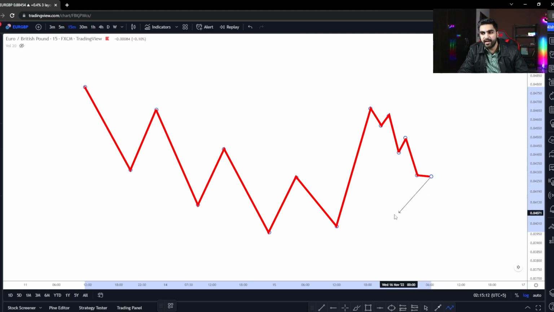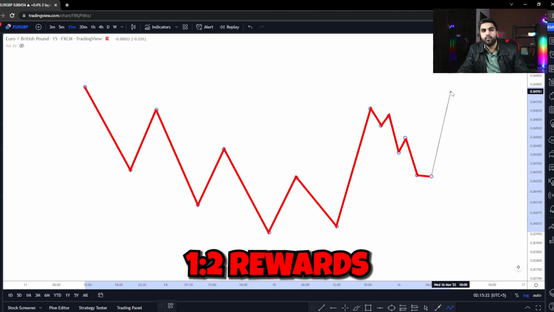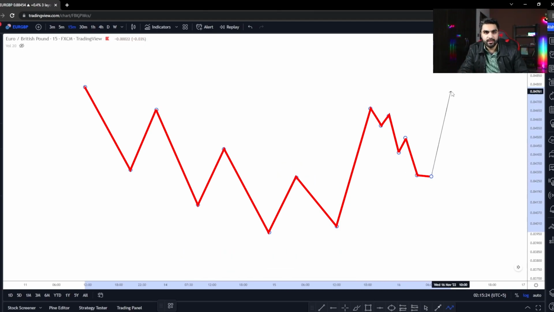We can take the buy, we can place our stop loss just below the area from where this big buyers' movement happened that broke the previous market structure, and we can target 1:2 rewards from every single trade that we take.